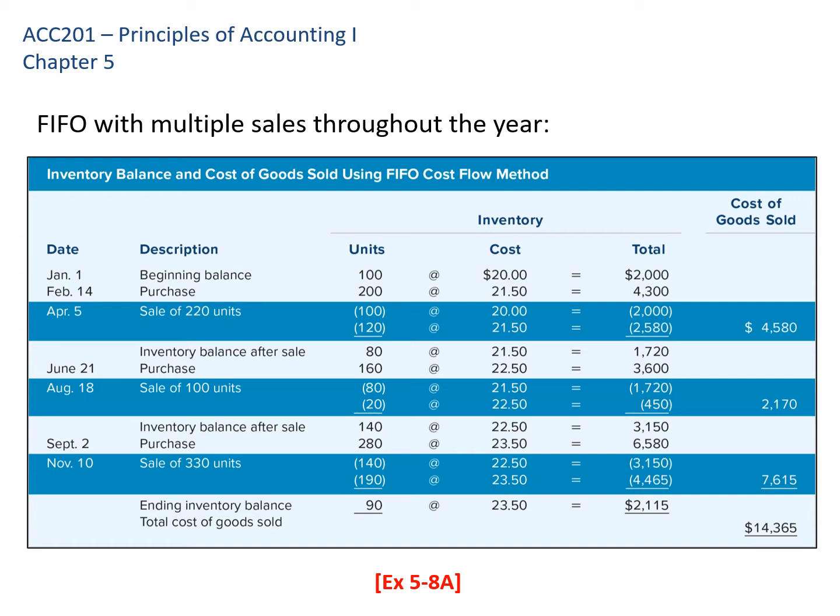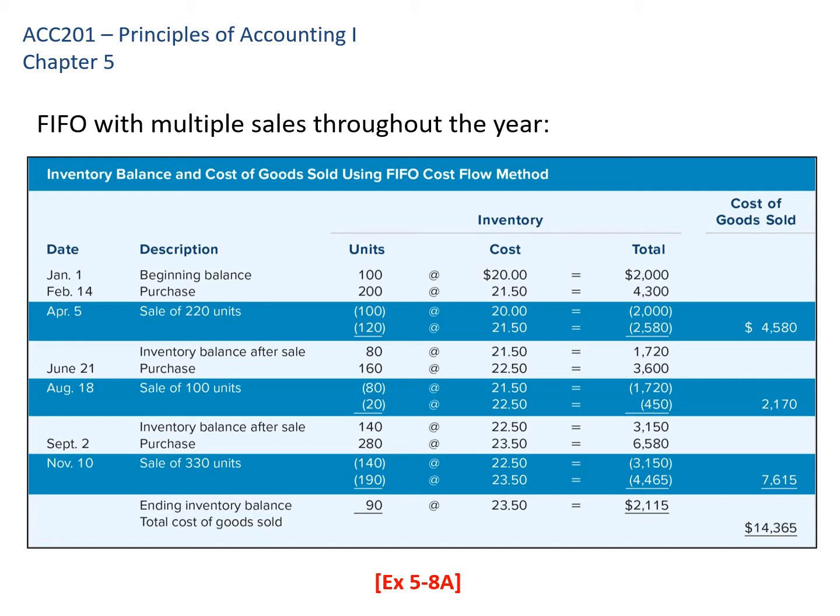And keep in mind that a company would do this, or their computer software would do this, for every single item that is sold. So if you came into the school bookstore and bought 5 different textbooks, they would determine the cost of each book using this system. So this would be done 5 times in a sale like that.